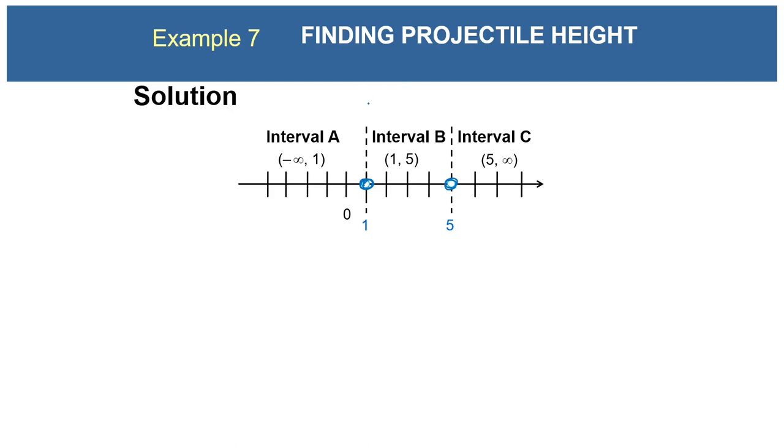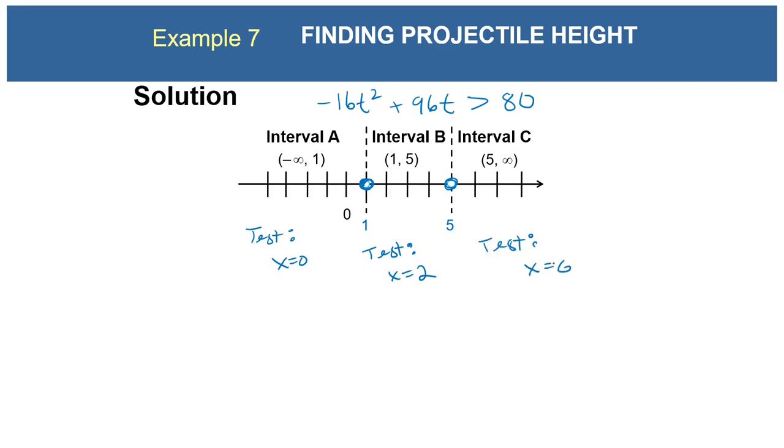Recall our original inequality is negative 16t squared plus 96t is greater than 80. So we're going to have to pick a number to the left side of 1, and let's test x equals 0. We're going to pick a number between 1 and 5. I'm going to test x equals 2. And anything to the right of 5, let's test x equals 6. And we'll plug it into our inequality.